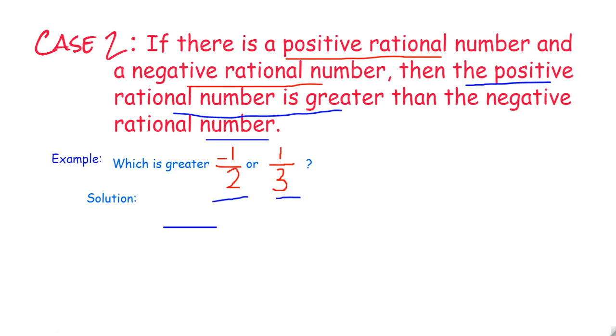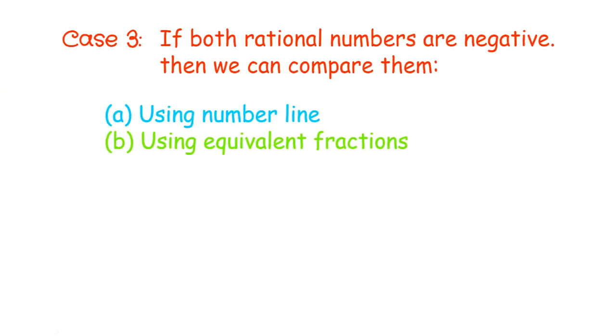Now let us just see the next case. The third case can be when both the rational numbers are negative. So how are we supposed to compare them? We basically can use two different methods to compare the given rational numbers if they are negative. The first one is by using a number line and the second one is by using equivalent fractions. Let us just see both of these methods, that how can we use them.